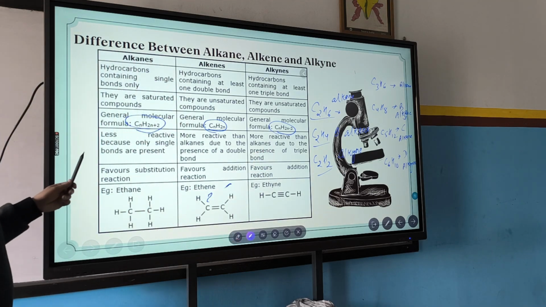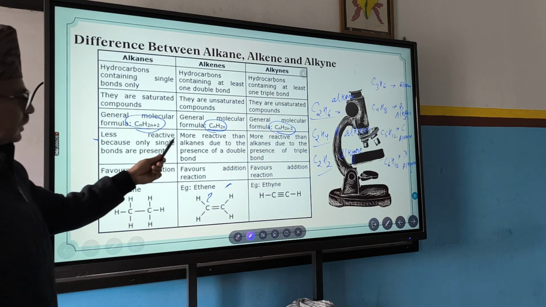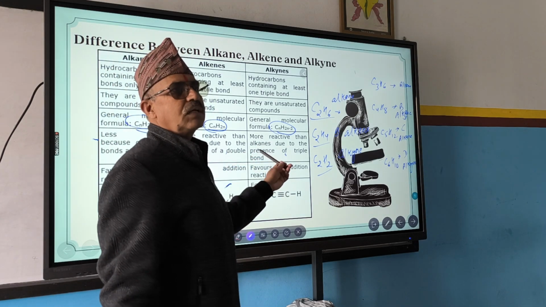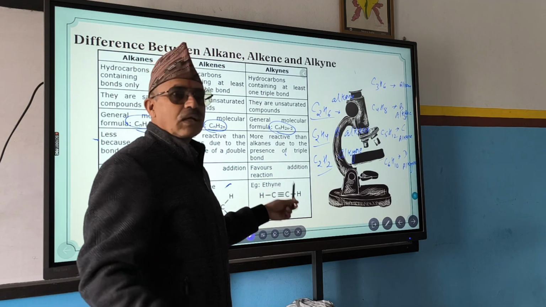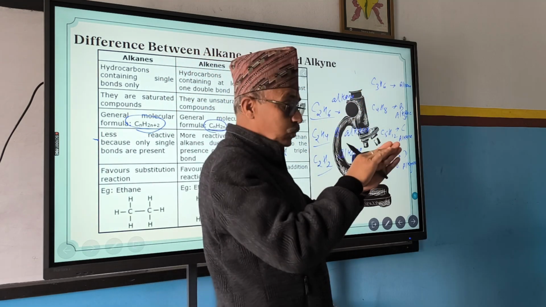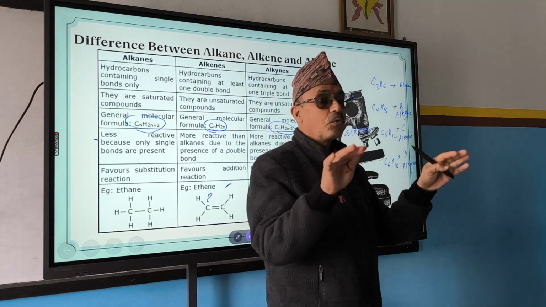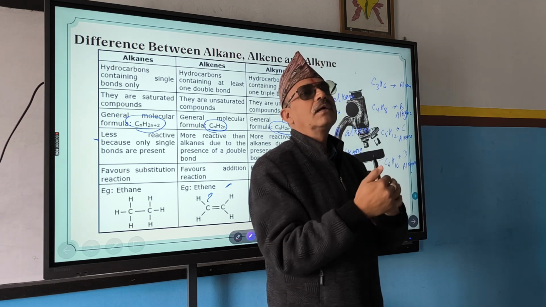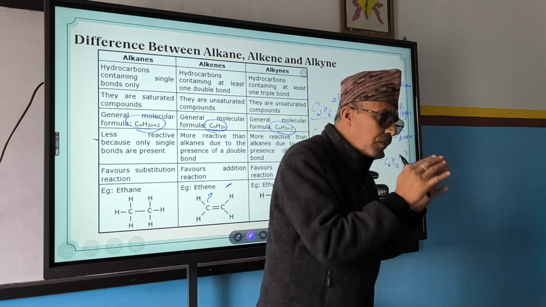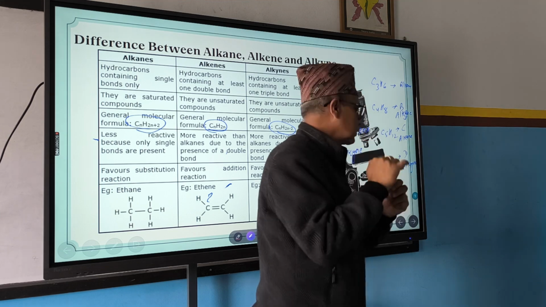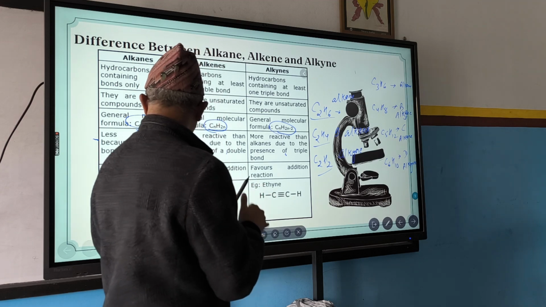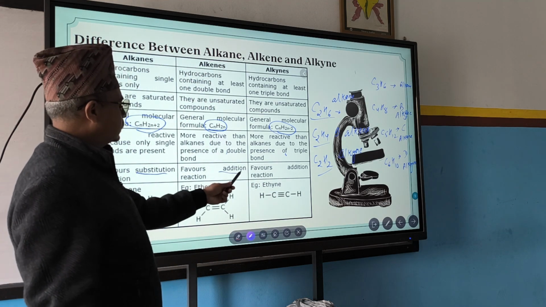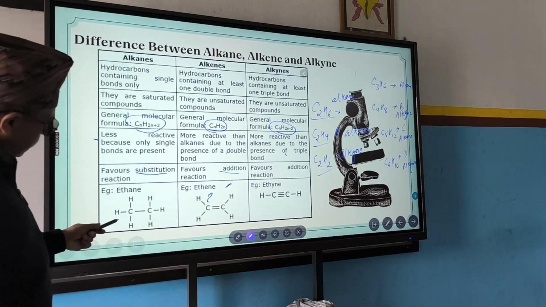Alkanes are less reactive, alkenes are a bit more reactive. Which are the most reactive? Alkynes. Alkynes contain three bonds, so three bonds can be broken down into two or one bond. Alkanes have only one bond, so we cannot break it. That's why they are less reactive compared to others. And what type of reaction is there? Substitution, addition.